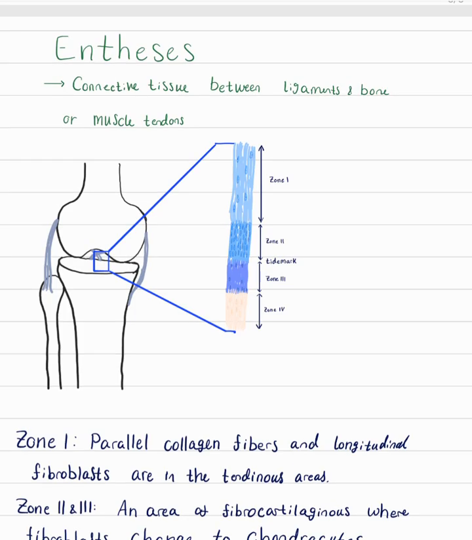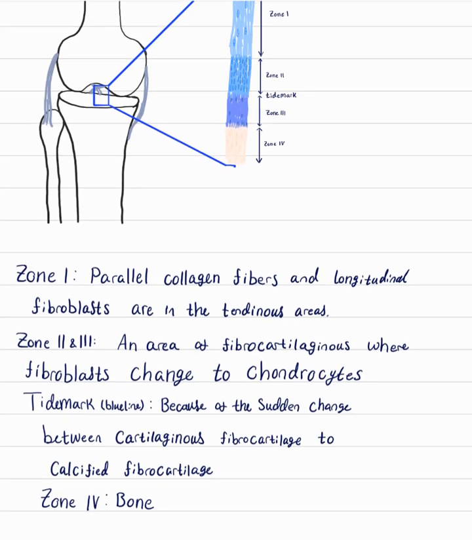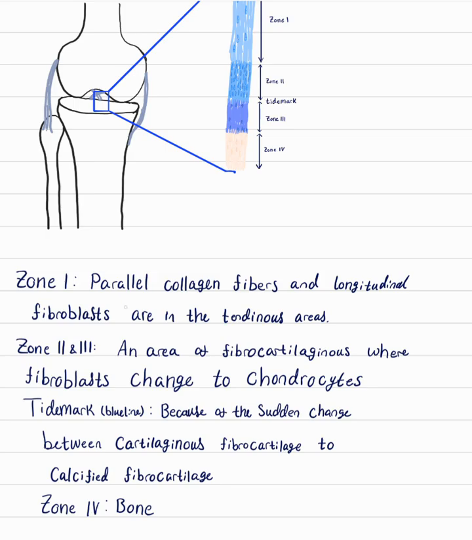You can see it's really clear when you see it on a microscope or something. And so the different zones. The first zone is parallel collagen fibers and longitudinal fibroblasts in the tendinous areas. If we think about fibroblasts, blasts build and clasts cleave, so fibroblasts are building those fibrous cells.